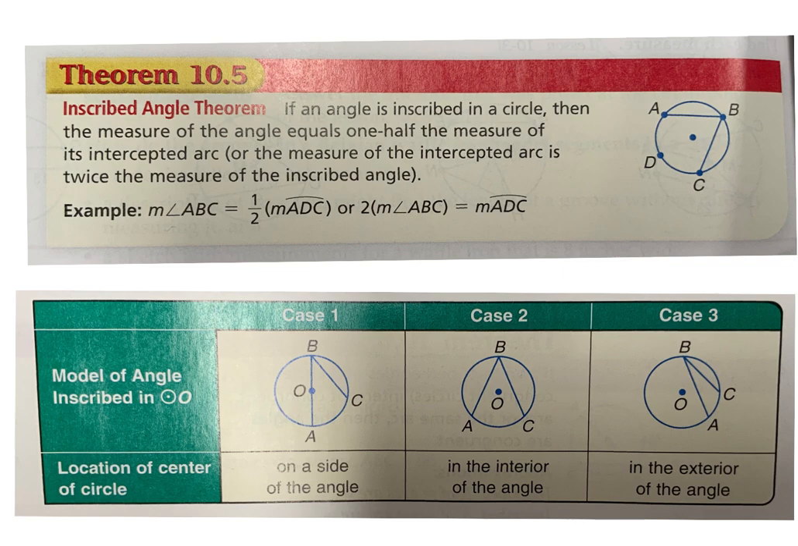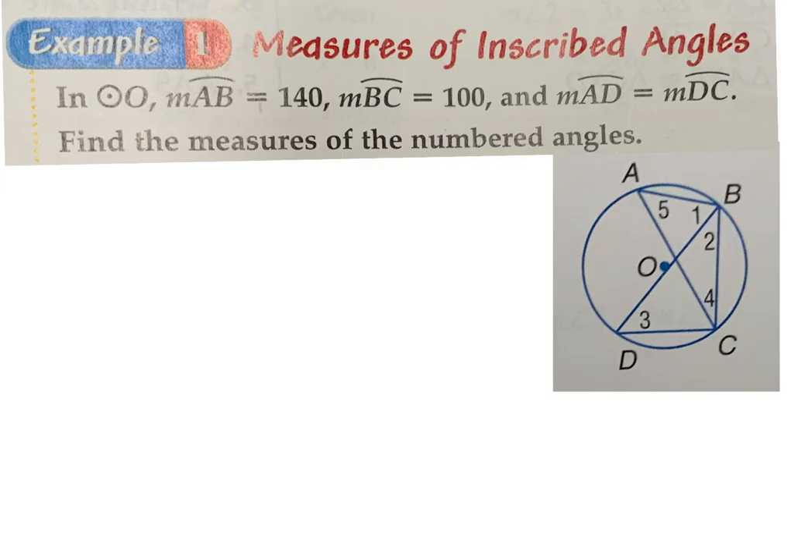So let's look at how we use this. Look at example 1. There we go. Measure of inscribed angles. They give us circle O. They say the measure of AB is 140. The measure of BC is 100. And AD equals DC. All right. We're going to say that AD, which is this arc right here, equals 140. That's AD. It says BC equals 100. So BC equals 100, that's BC. And then they're telling us that AB equals DC.